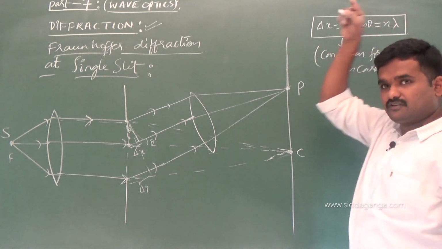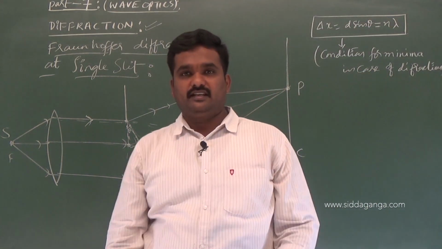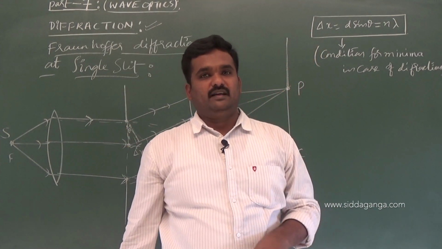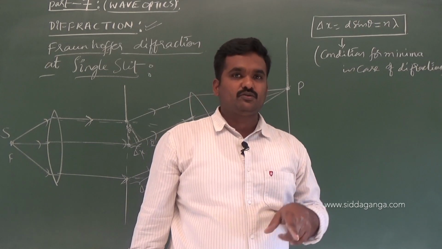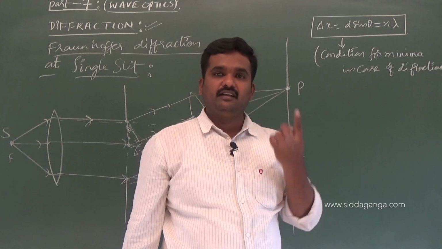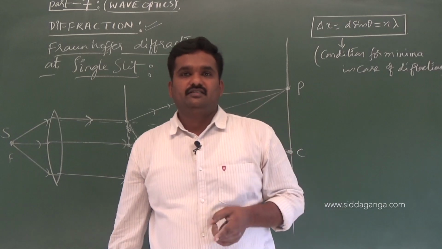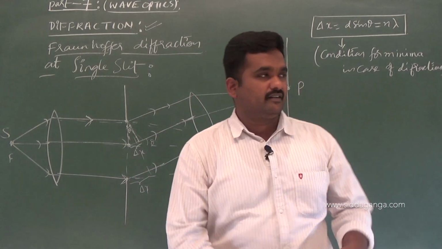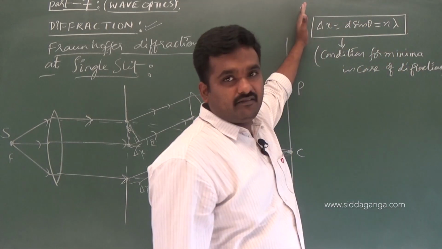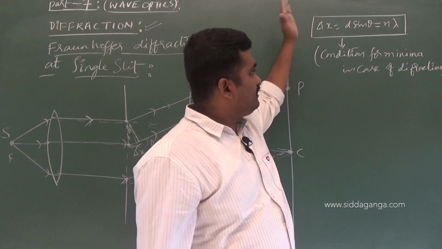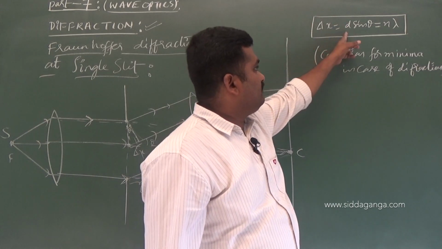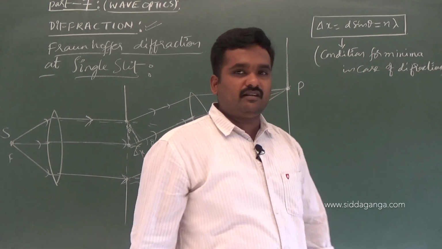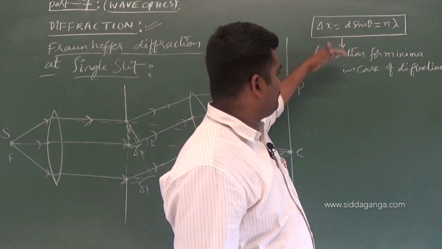Remember, this is the condition for maxima in interference, which we have studied. The condition for maxima in interference is path difference equals n lambda, or phase difference equals 2n pi. Anything you can write. In interference, that is the condition. Whereas here, the entire part of how you got the relation is not required for us. If you are able to analyze this equation and solve the problems on it, or analyze how the minima are formed on either side of the screen, or how the intensity pattern is formed on the screen, it is more than enough for us.